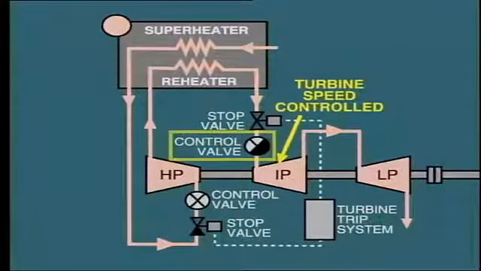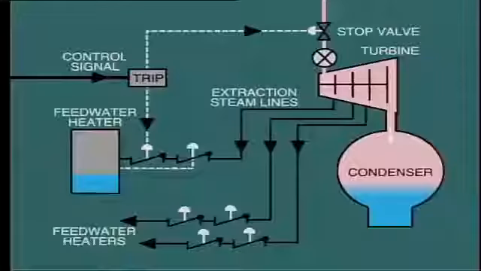It acts in conjunction with the main steam control valves and actually starts to close in anticipation if the turbine speed rises to 2% above normal. A similar problem can occur with entrained steam feeding back into the turbine from extraction lines.